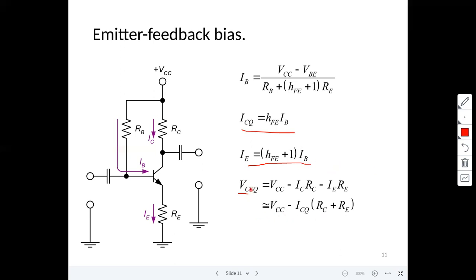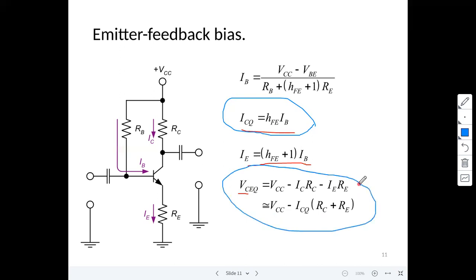Once you know the ICQ and VCQ, we can easily locate the Q point. What is the Q point? Once we draw the DC load line, these are the points. The Q point is equal to (VCQ, ICQ).